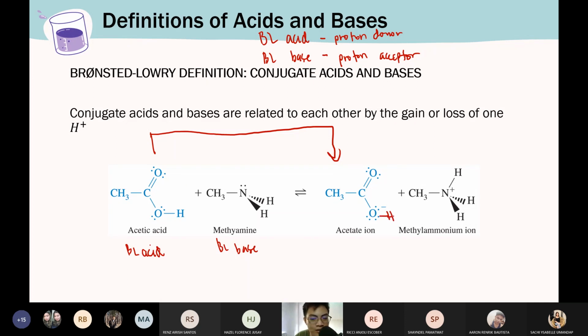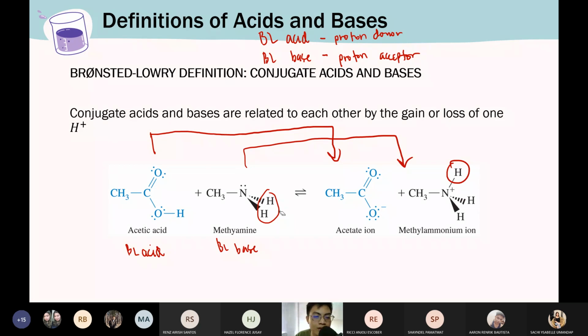no? Di ba may original H dyan? Nawala. So ibig sabihin yun na walang H, it was donated, no? So that's why it's considered a Brønsted-Lowry acid. Si methylamine naman, same process. So originally, dalawa yung hydrogen niya dito. However, in the product side, naging tatlo na.